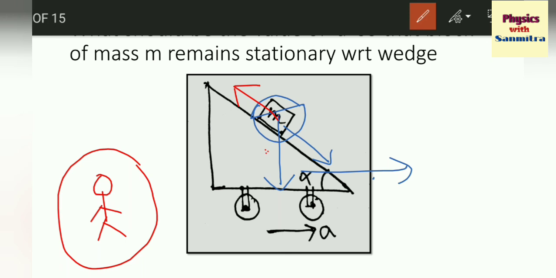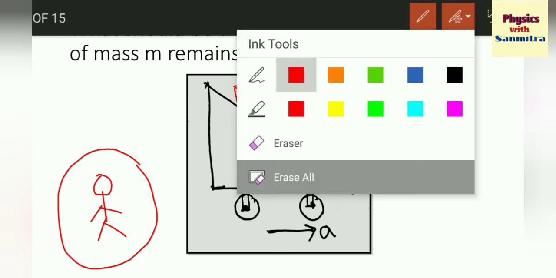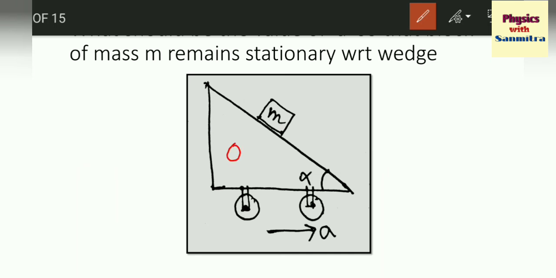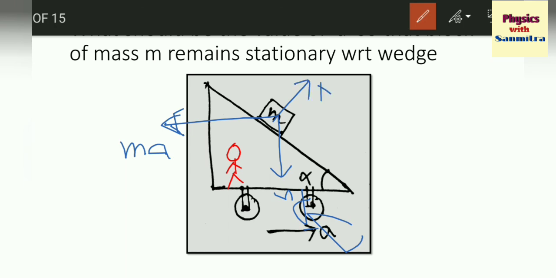Now we will analyze the same thing with respect to an observer who is standing, say, inside the wedge. Suppose. Now what will happen? This person will see that this block is not moving with respect to the wedge. This person won't be able to understand that the wedge is moving. This person will see that this mass m is experiencing a pseudo force m into a, and it is experiencing gravity m into g, and it is experiencing normal force N. So without wasting any more time, let's go into the free body diagram.